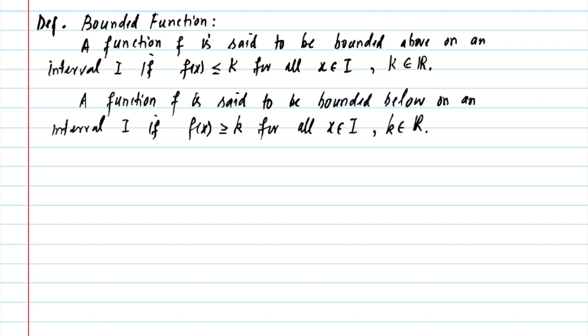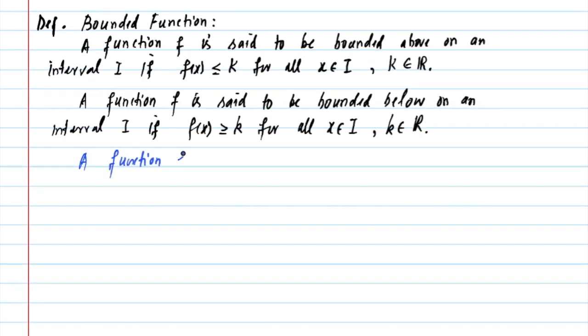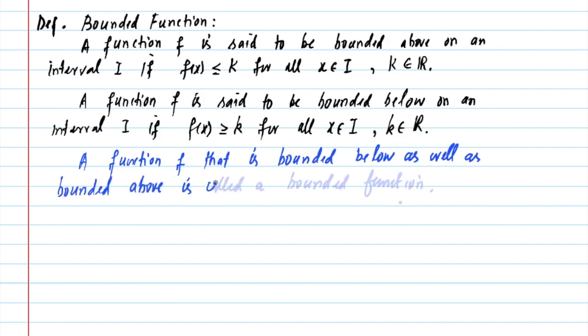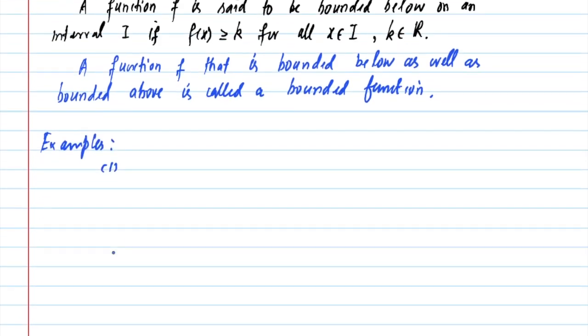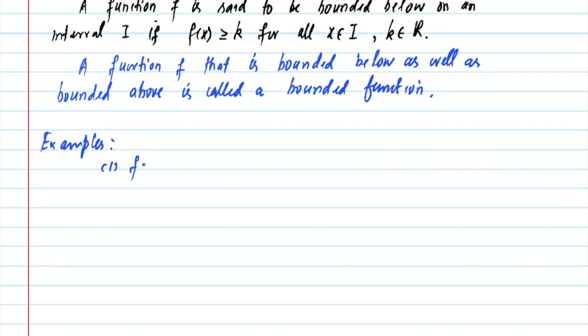Now finally we can define what we mean by a bounded function. So therefore a function f that is bounded below as well as bounded above is called a bounded function. Now let's take up some examples of bounded functions. The first example that we shall take here is we define a function f of x is equal to x on the interval I, which is equal to, suppose, 0 to infinity.